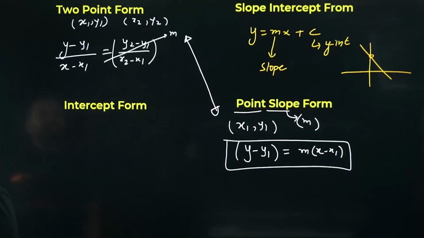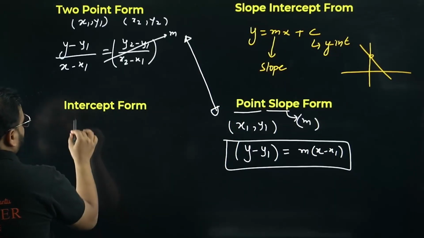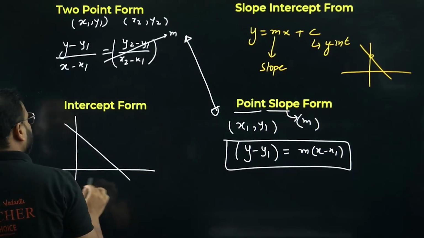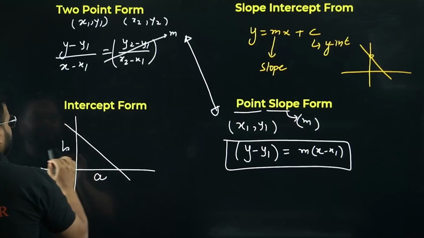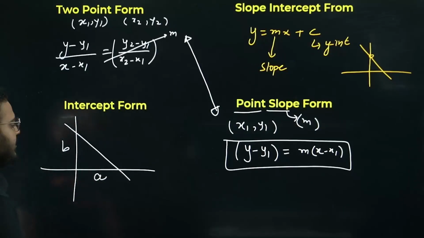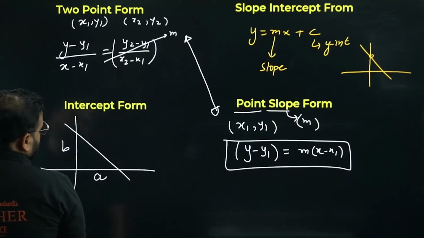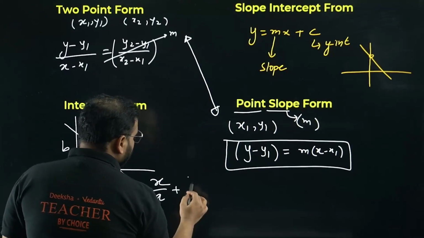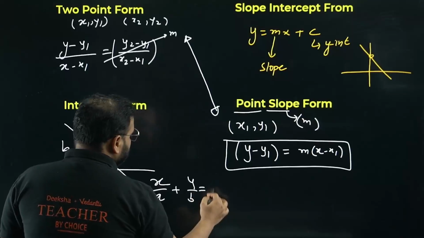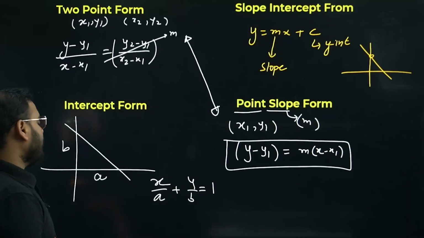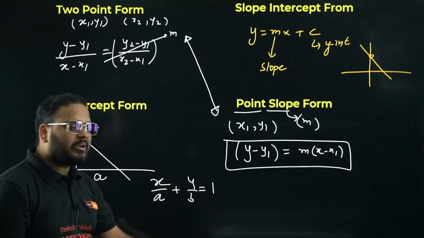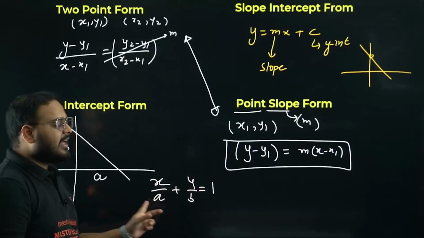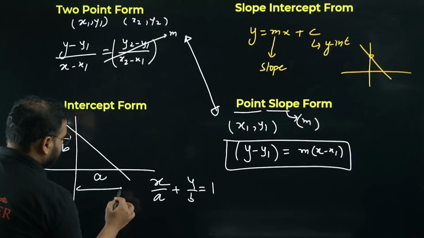What we have last? Intercept form. Whenever you have two intercepts given for both x and y axis, let's call this to be a and this to be b. Okay, so if I'm writing, bacha, this equation will become x by a plus y by b equals 1. Basically, if you take y as 0, y 0 means this whole thing is 0. I have x by a equals to 1. It means x is a, this is x-intercept.